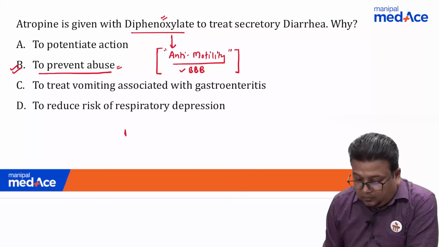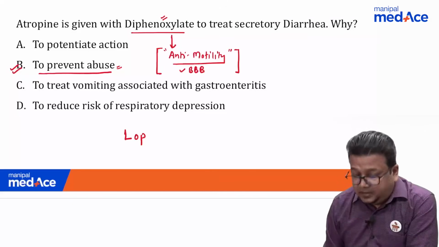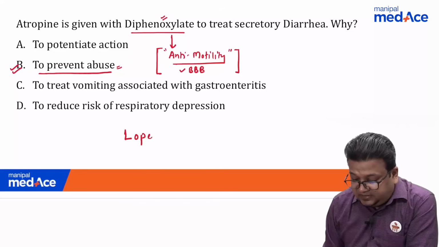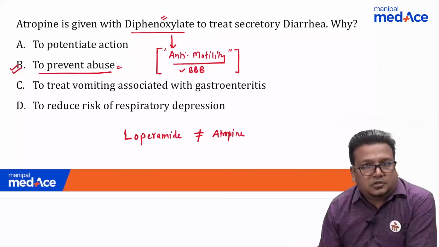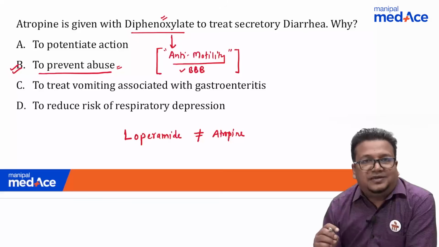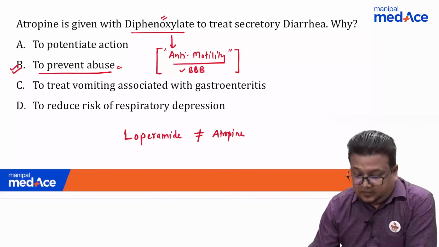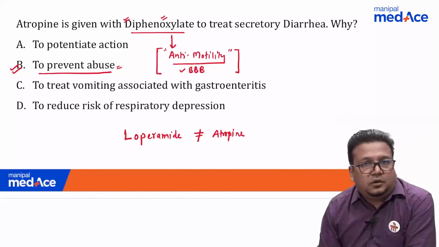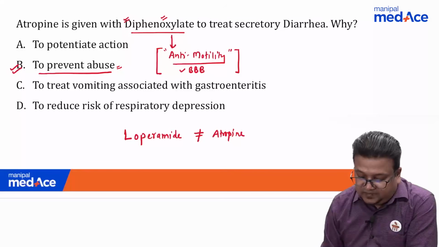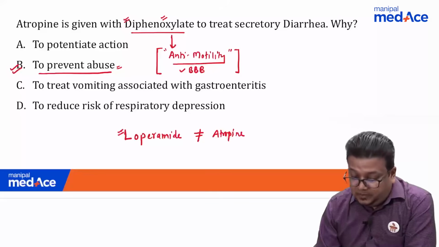You also might recall that there is another opioid used as an anti-motility agent, that is called loperamide. Loperamide does not require addition of atropine. The reason is loperamide does not cross the blood-brain barrier, and loperamide itself has got the anticholinergic activity. So diphenoxylate requires atropine and loperamide does not. Both are anti-motility opioids used in diarrhea. So nowadays obviously loperamide is the one which is more commonly used.